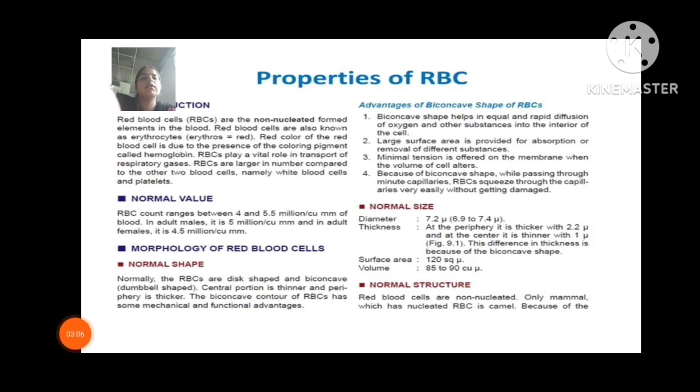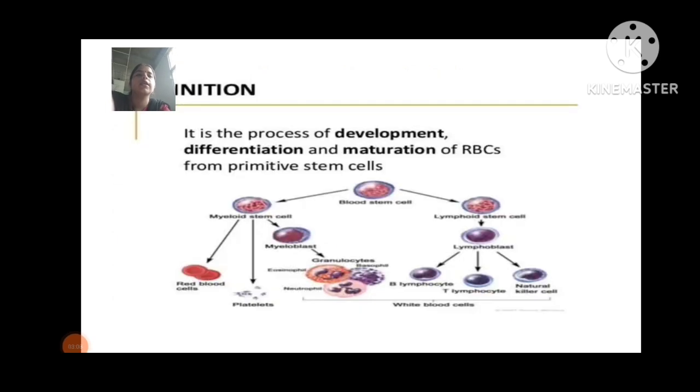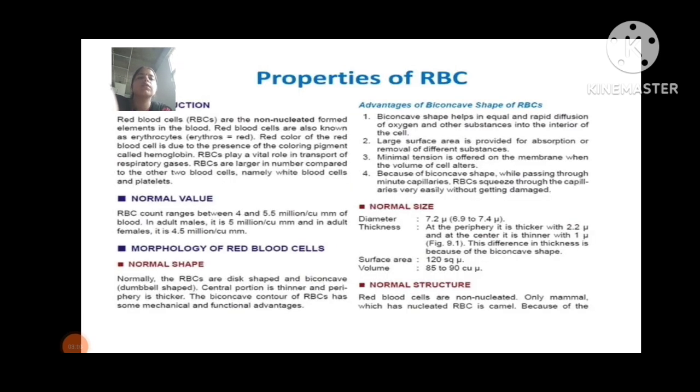Next is the normal structure. What is the normal structure of the RBC? The RBCs are red blood cells and are non-nucleated. The only mammal which has nucleated RBCs is the camel. In other cases, the RBC has no nucleus.